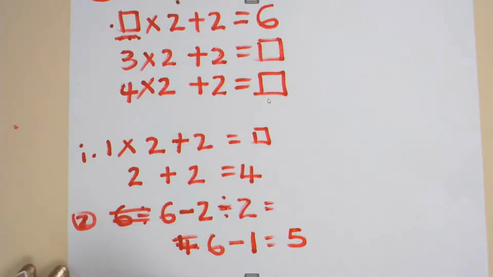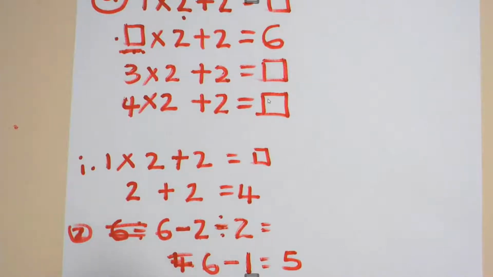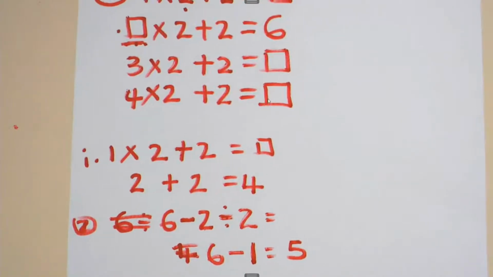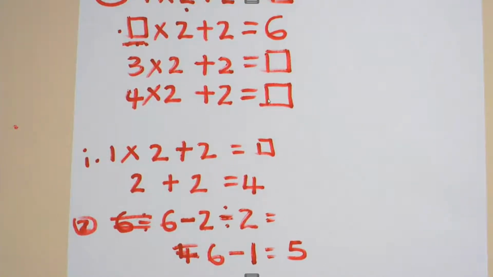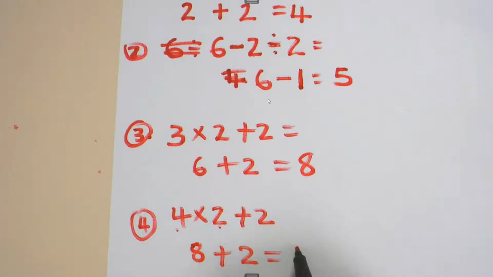Then we are having number 3, which is 3 multiplied by 2 plus 2. The answer will be 3 times 2 is 6 plus 2, the answer is 8. Then here we have 4 multiplied by 2 plus 2, 4 times 2 is 8 plus 2, the answer is 10.